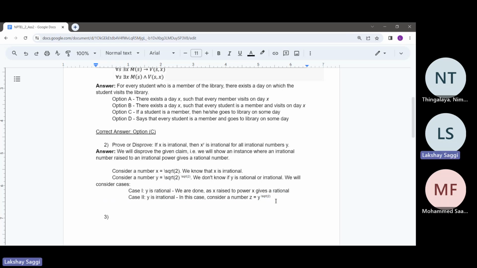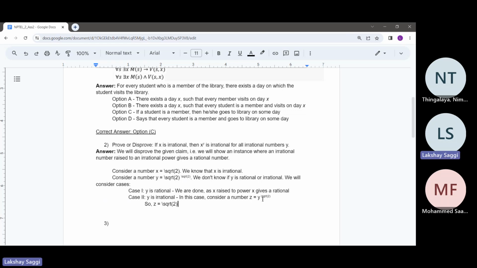What we are doing here is quite simple. So I'll just write what z actually becomes. z is actually equal to root 2.